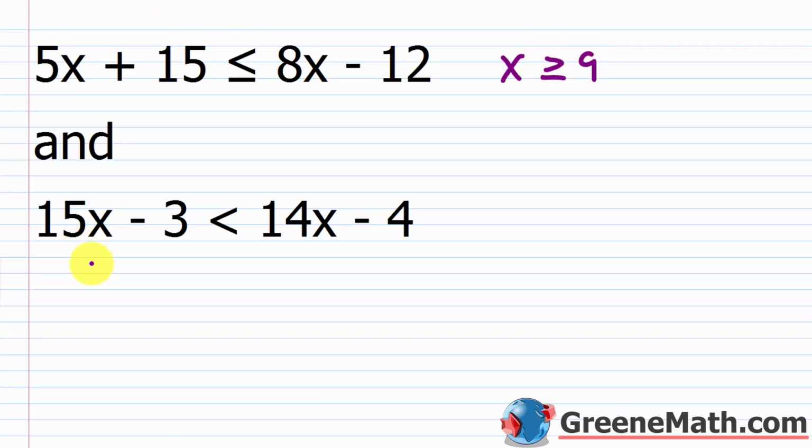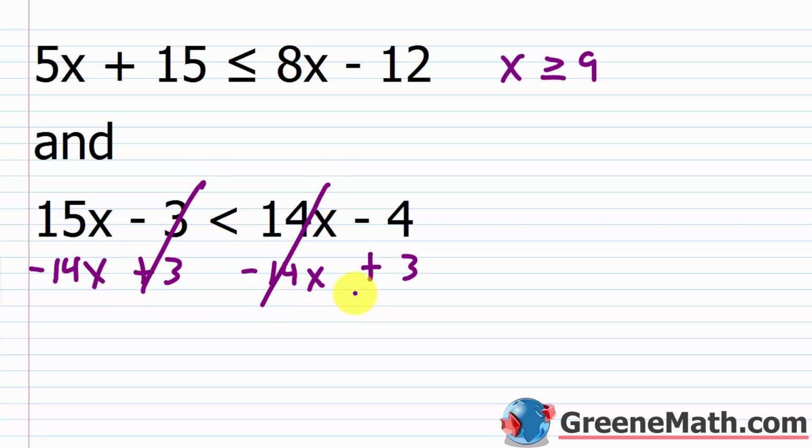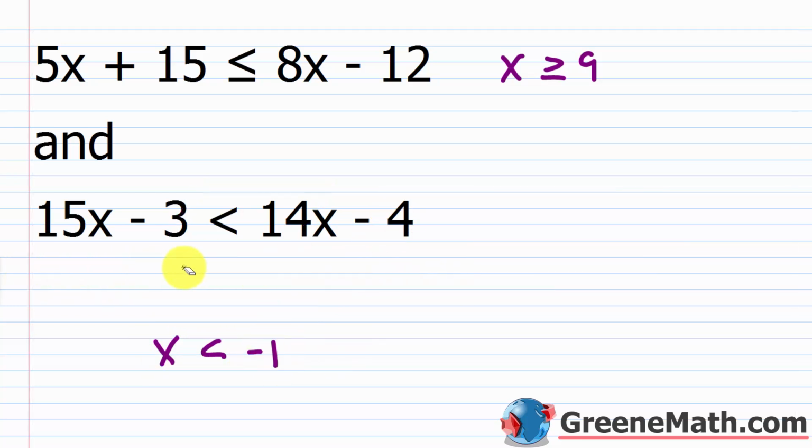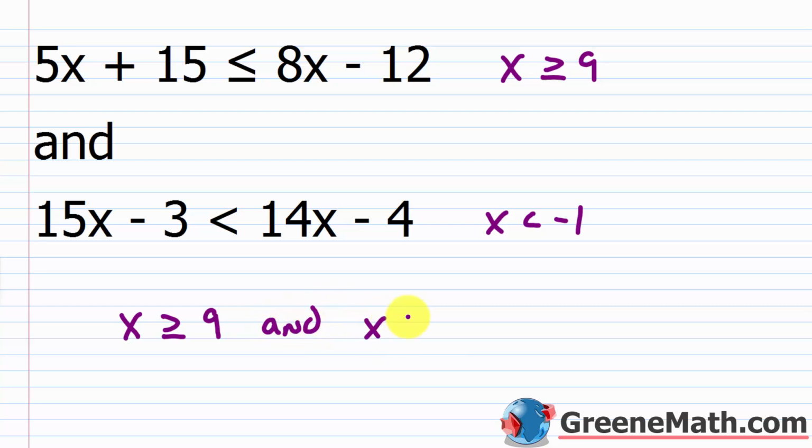For the other one, I would add 3 to each side of the inequality, and then I would subtract 14x from each side of the inequality. So that's going to cancel, and that's going to cancel. 15x minus 14x is x, and this is less than. Negative 4 plus 3 is negative 1. So let's erase this. We're going to say that x is less than negative 1 here. So again, when we put our "and" statement in between these two, we get that x is greater than or equal to 9 and x is less than negative 1.